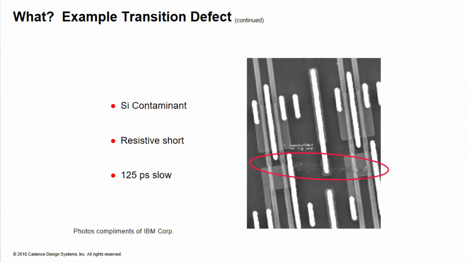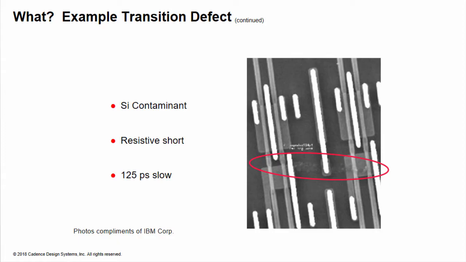Here is another example. You can faintly see a faint streak across the face of the chip. This is some form of contamination of the silicon, and it creates a resistive short across several nodes. Again, the part passes static tests. This additional load on the nets causes a slow transition at one or more inputs.